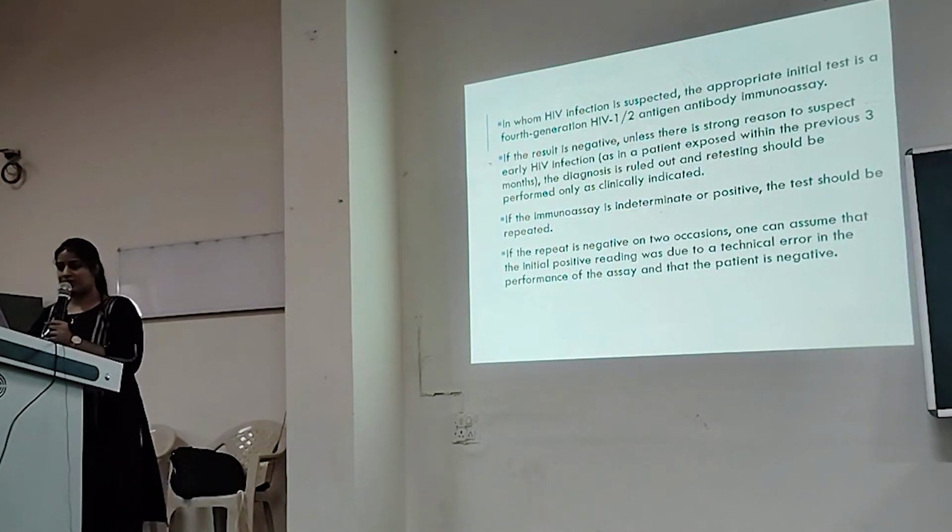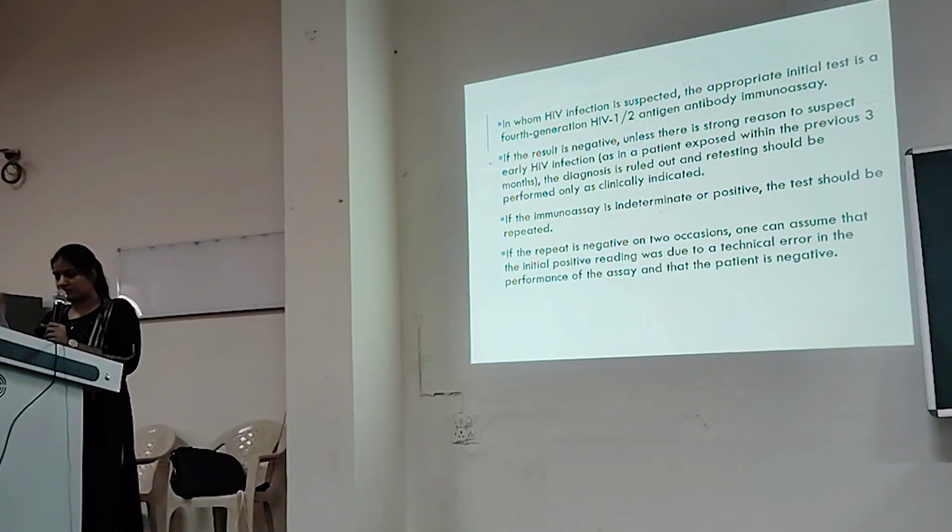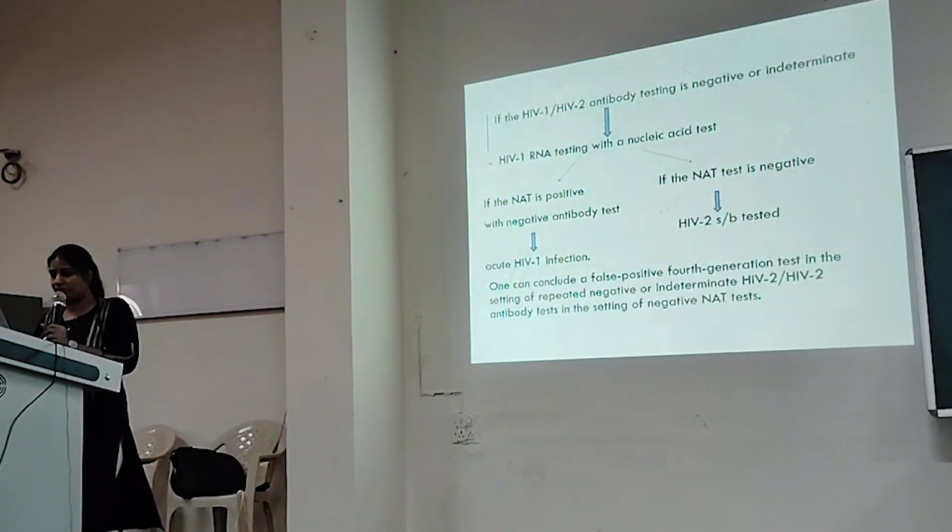First, in patients with suspected HIV, we will go for the HIV 1-2 antigen antibody immunoassay. As explained earlier, if it is negative, unless we have strong suspicion, there is no need to do further tests, and we can repeat after 3 months if needed. If the immunoassay is indeterminate or positive, then it should be repeated and a NAT should be done. And if the NAT is positive, it is acute infection.